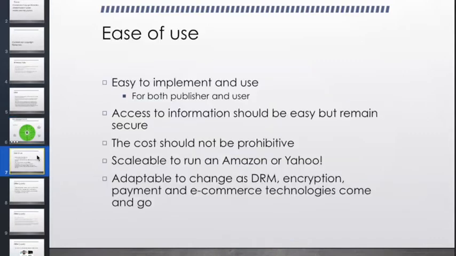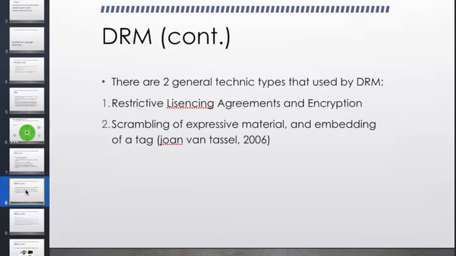The advantage of DRM is that it's easy to implement and use. The cost is not so expensive and it's adaptable to change. There are two general technique types used by DRM. The first one is restrictive licensing agreements and encryption. And the second one is scrambling of expressive material and embedding of attack.